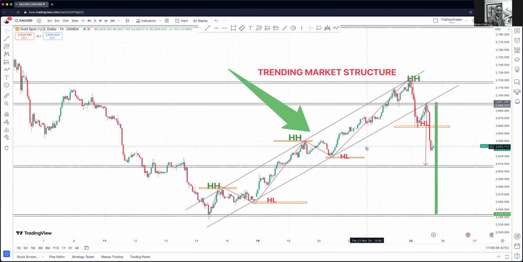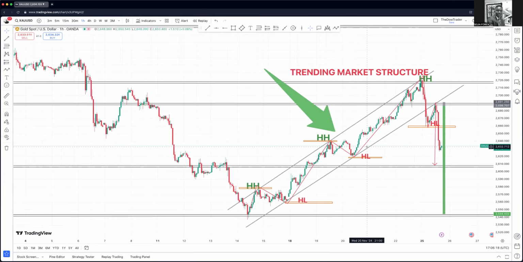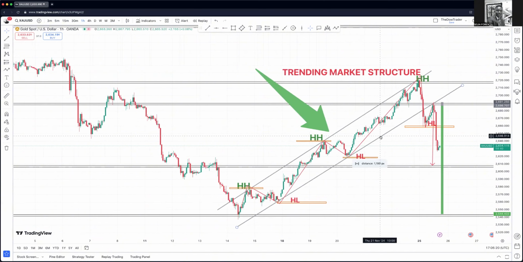And that is why I usually say that if you want to know how to trade a trend market, zoom out, come to the 4 hour time frame, come to the 1 hour time frame, and figure out what the market is doing, and be patient.